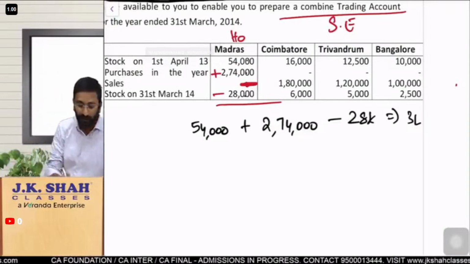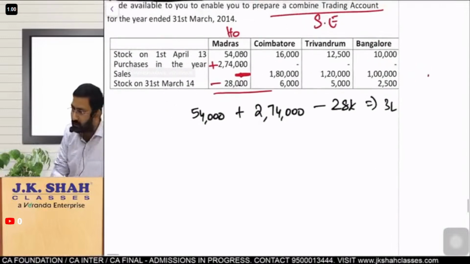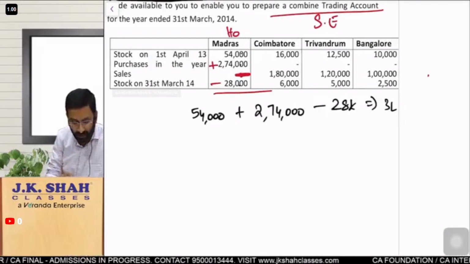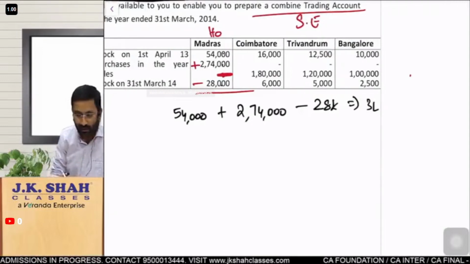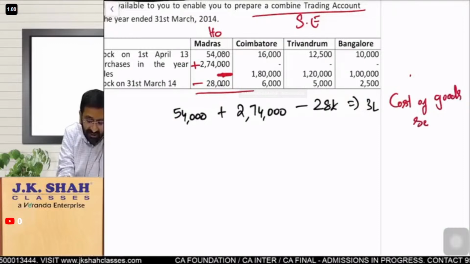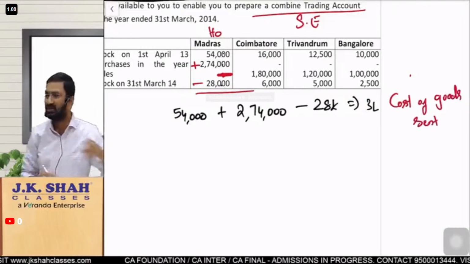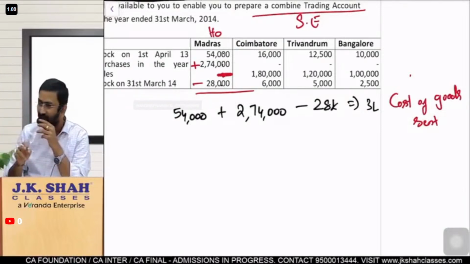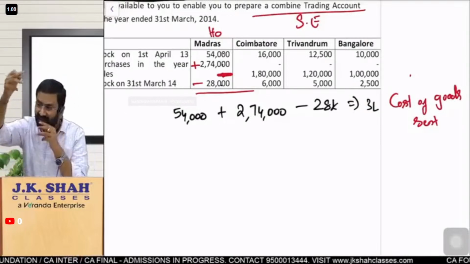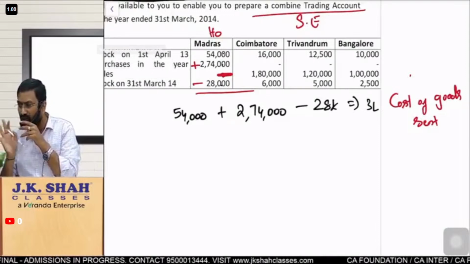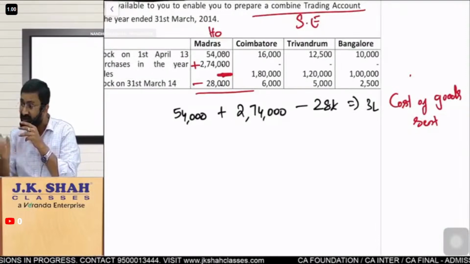Very good. Listen. Can you tell me what is this 3 lakhs? Opening stock plus purchase minus closing stock. You get 3 lakhs. What is that? Cost of goods. Complete the sentence. Sent, not sold, because the Chennai head office is not selling. Are they selling the item or sending the item? Sending the item. Who is selling? Branches. So are they selling it? No. So that is not cost of goods sold. That is cost of goods sent.